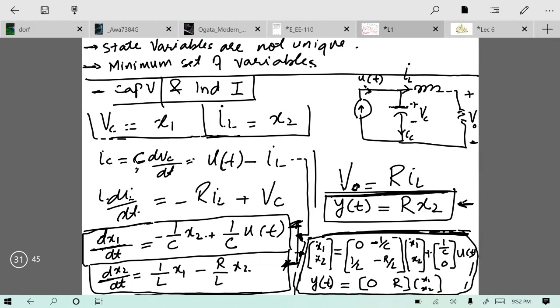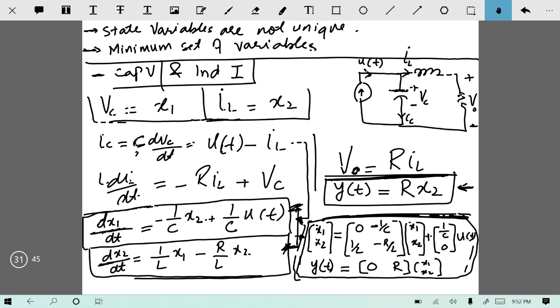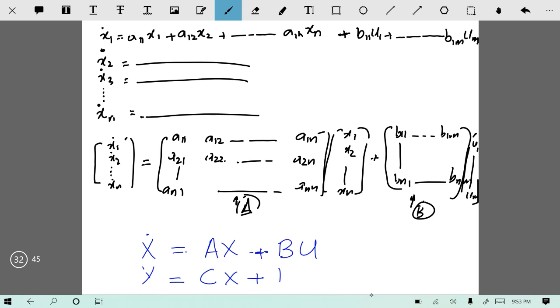Similarly, this matrix is called C matrix, and if there is an input u, something multiplied with input, then that matrix would be called the D matrix. Over here there is nothing multiplied with the input u, so there is no D matrix over here. So overall we can define a state variable model as x dot is equal to, now I am writing it in terms of matrix, Ax plus Bu, and y is equal to Cx plus Du.